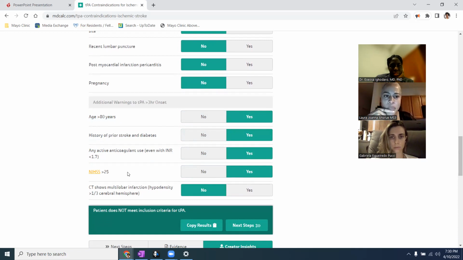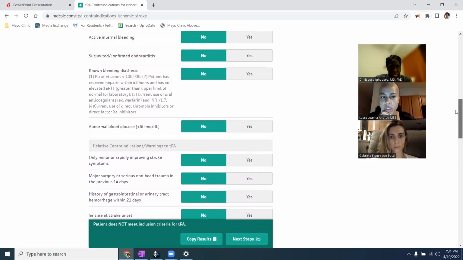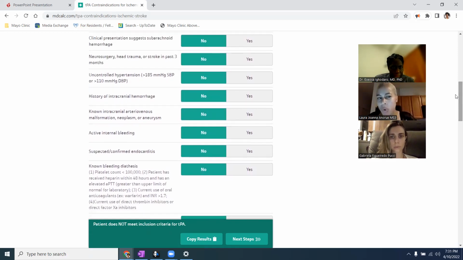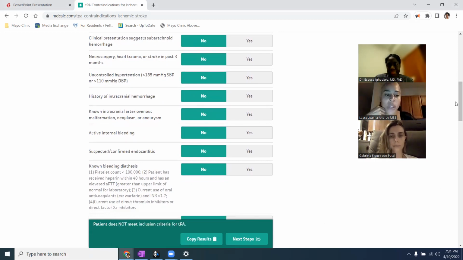Also for the blood pressure parameters, you have the contraindication of the systolic and diastolic blood pressure, 185 over 110. So of course, that's the contraindication. And then my understanding is you just address the blood pressure with like IV labetalol or IV nicardipine or whatever your facility uses. And then you readdress and provide the TPA once they meet the parameters. Okay, just want to check.